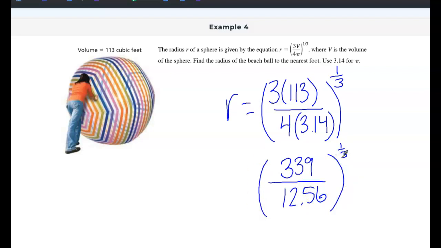So now I solve my parentheses. So I take 339 divided by 12.56. 26.99044. It rounds up slightly. He already has the calculator. That's what it says, Bryce.